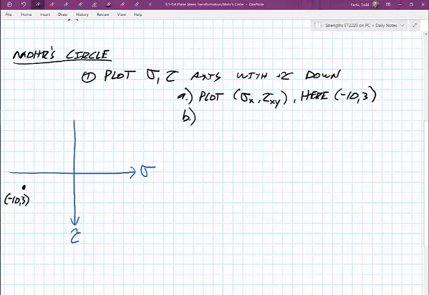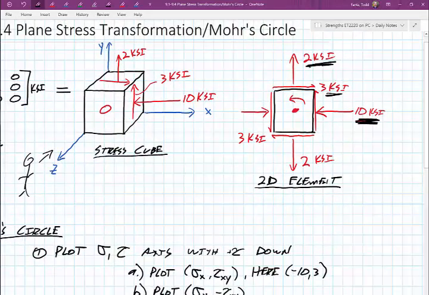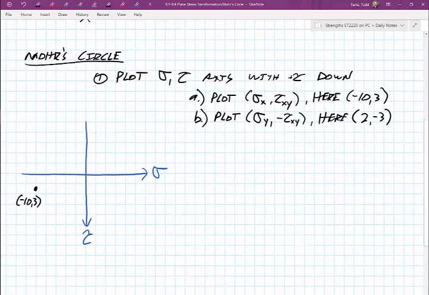The second point that I want to plot is our sigma y value, and then I'm going to say negative tau xy. So what we're saying is my y value is 2 KSI, and then I'm just going to do the negative of that 3. So plotting that on my graph, I'm going to go over 2, and then I'm going to go up for negative, and probably about here, something like that.